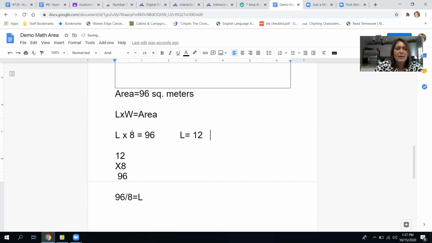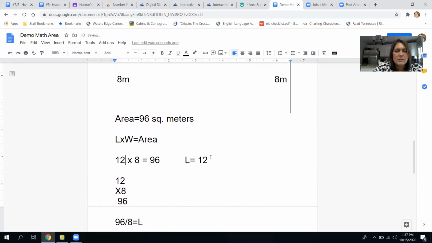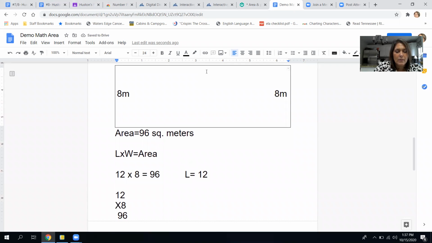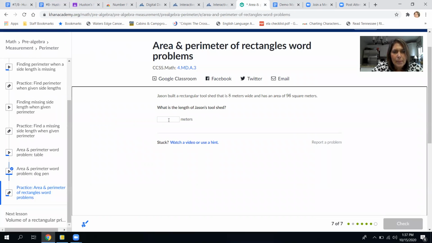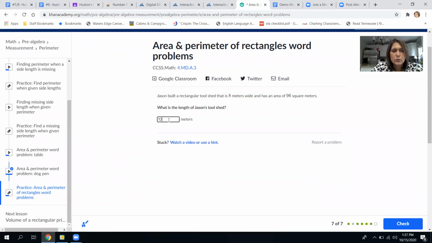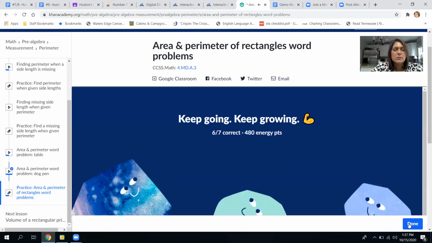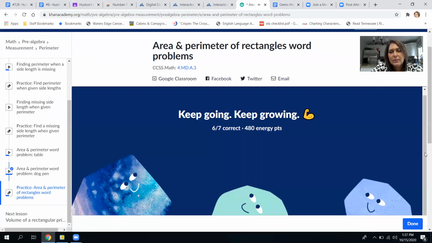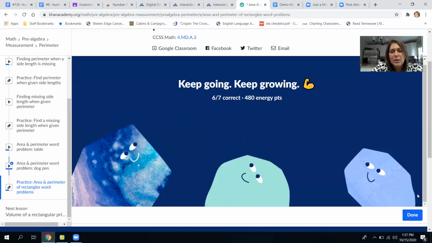How would you look at that? So now we can plug that in. 12 times 8 is 96. So we now know that the length is 12 meters. Let's see if we're right. What is the length? 12. Check it. Oh my goodness. So good. So good. Yes, I did miss one early on. So no making fun of me.